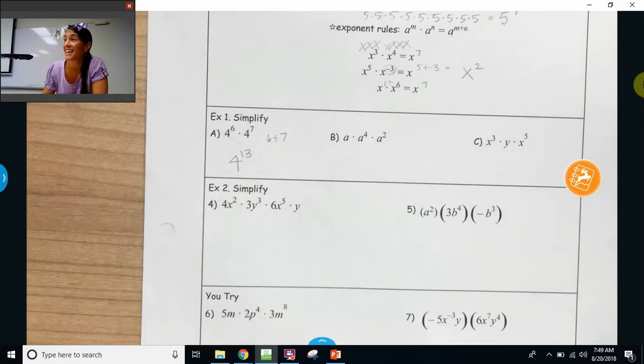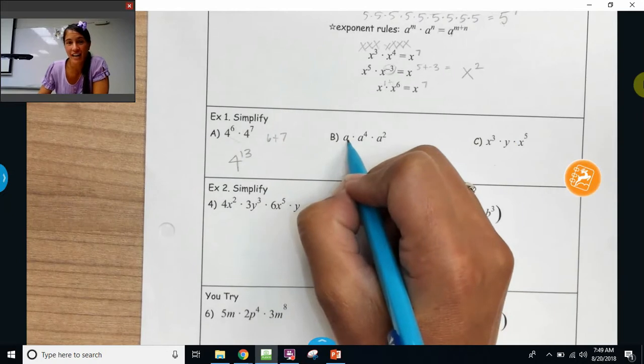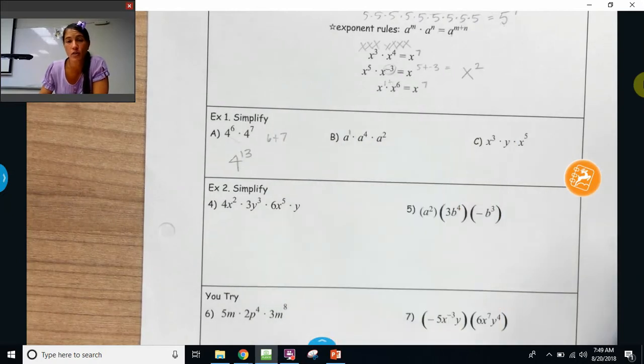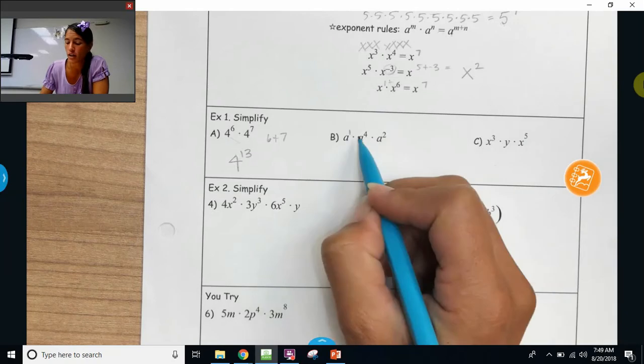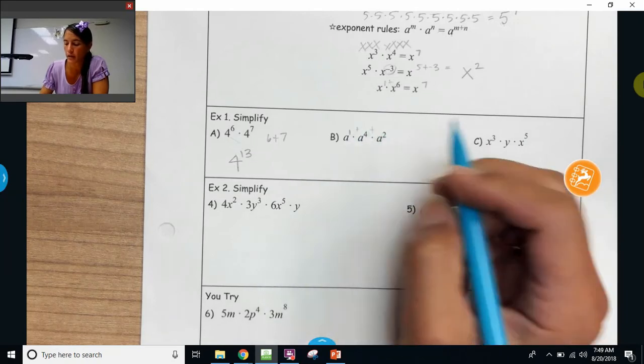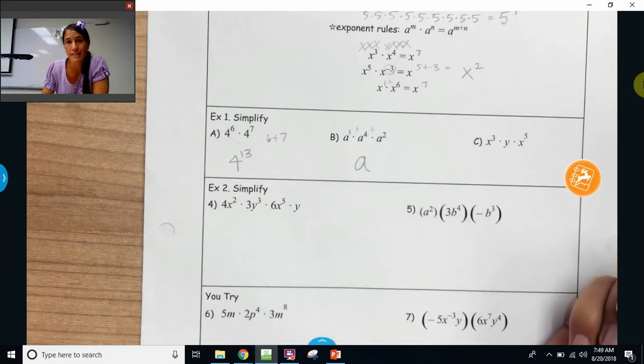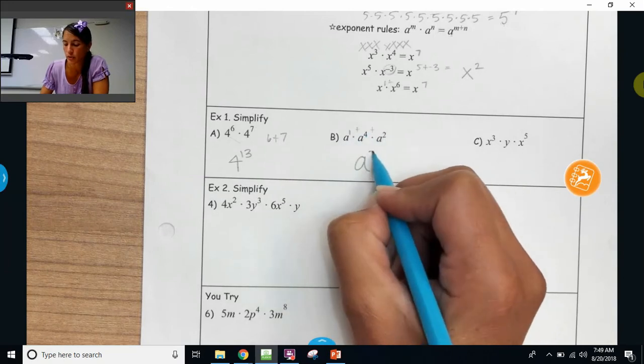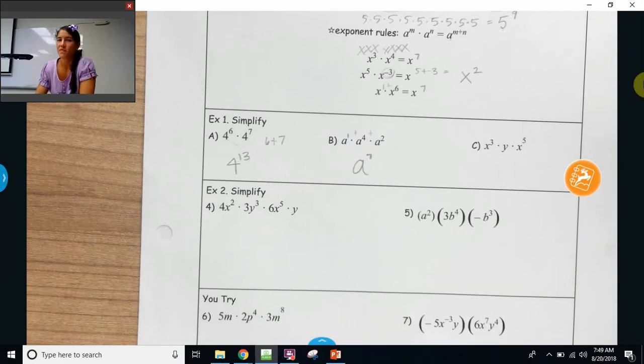B, I have a times a to the 4th times a squared, and remember, a with no exponent written is a to the 1st, and I'm going to add my exponents. My base remains the same, a, and that's going to be 1 plus 4 plus 2, to the 7th power.